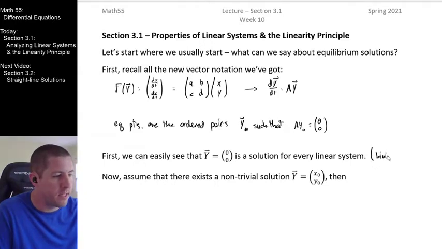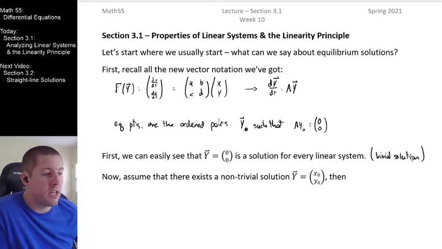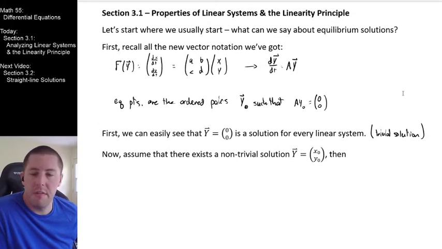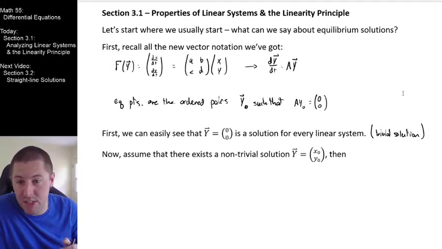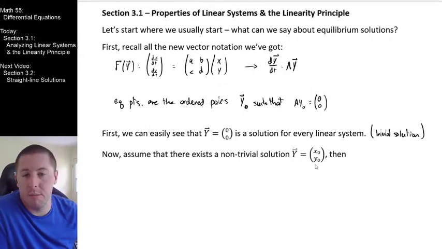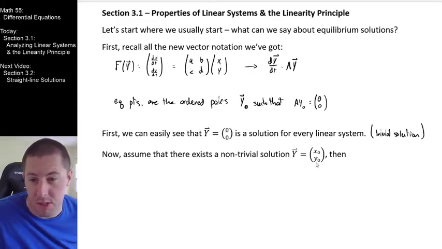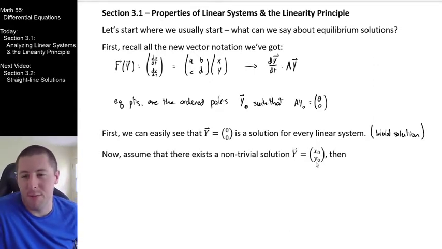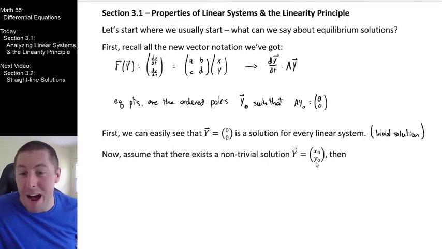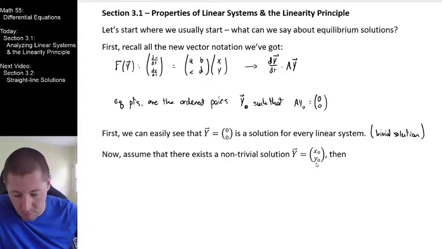It's the one that's always going to be there, because 0 just makes everything go away nicely. Now what I want to suggest is, could there be a non-trivial solution? Is there some solution that's not just 0, 0 that's going to cause this to happen? So I'm going to suggest that x sub 0, y sub 0 is another potential solution. Although the subscripts are 0, I'm suggesting that we're looking for the solution where that vector is not equal to 0, 0. Maybe 5, 7 is going to be an equilibrium point. When might that happen?